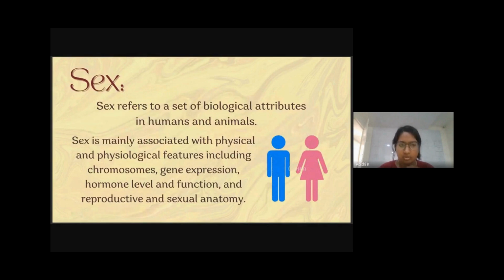So, first, I'll talk about sex. Sex is the biological aspect of a human being, which is assigned during birth. During birth, you're assigned as either male or female, which is the majority, and the minority is intersex. And sex is determined through physical and physiological features such as chromosomal expression, gene expression, hormone levels, etc.